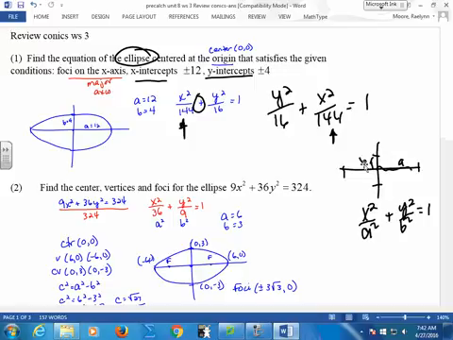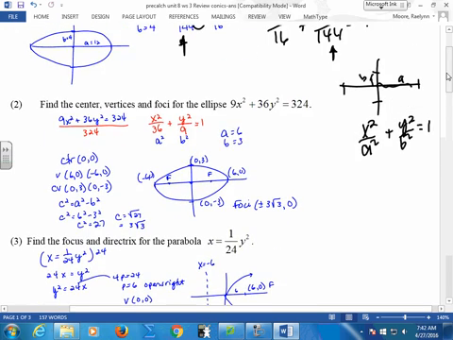But they would have to tell us on a hyperbola, because a hyperbola goes by whoever comes first, not whoever's the largest. Wait, so for a hyperbola, the foci are always on the major axis? Yeah, always on the major axis. You're just talking about the equation.